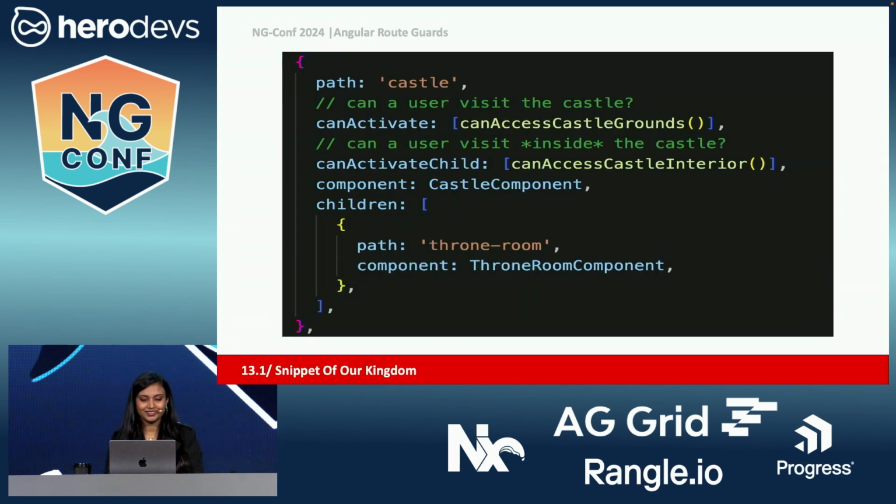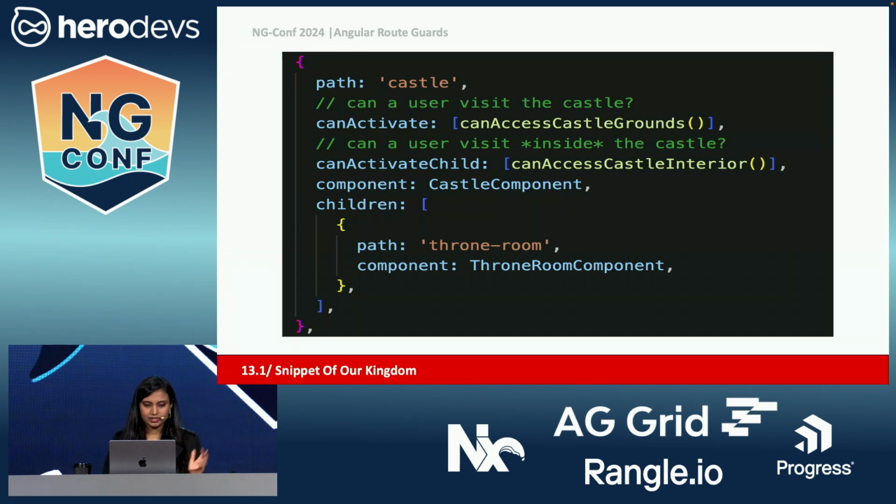Now, this is my favorite example. We were talking about our kingdom, right? So this is our kingdom code. And I have set up different parts of our kingdom and how we can use these guards to secure our kingdom and different entrances and exits of our kingdom. So the first part is the castle.